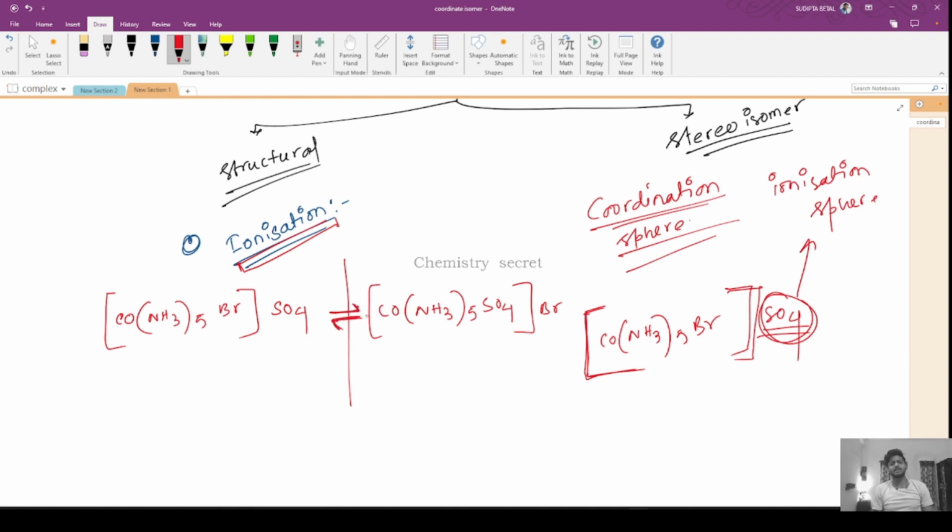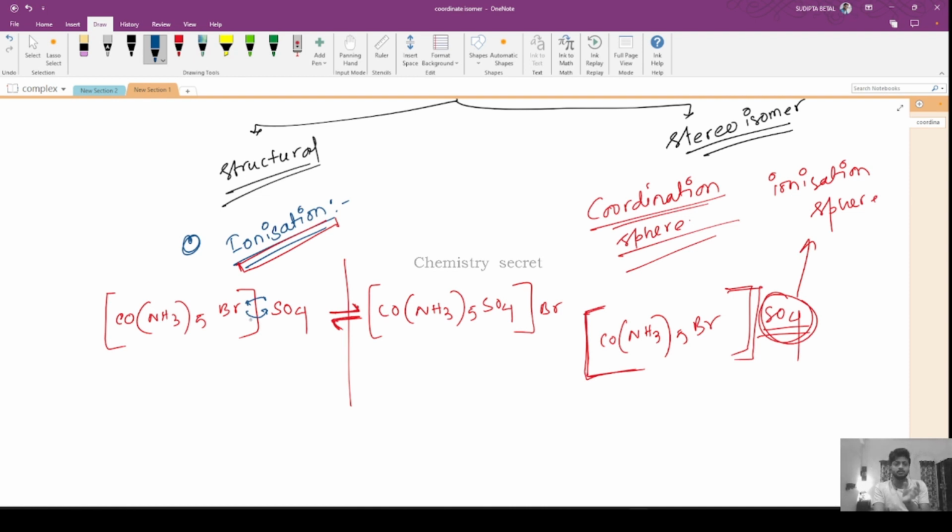So how do we recognize an ionization isomer? In case of ionization isomer, the ionic species inside the coordination sphere and outside the coordination sphere can be exchanged, and whatever we get is known as the ionization isomer.